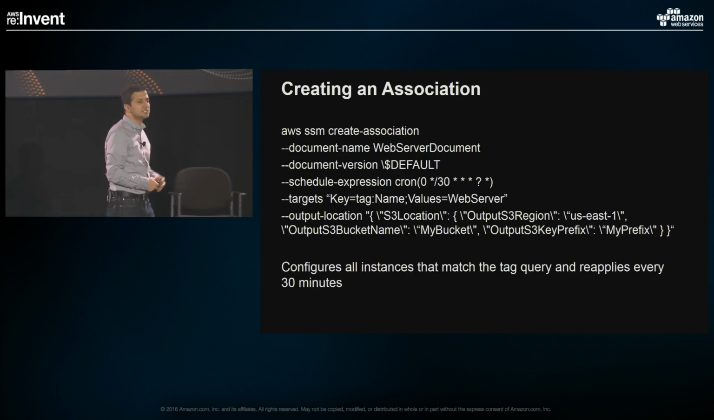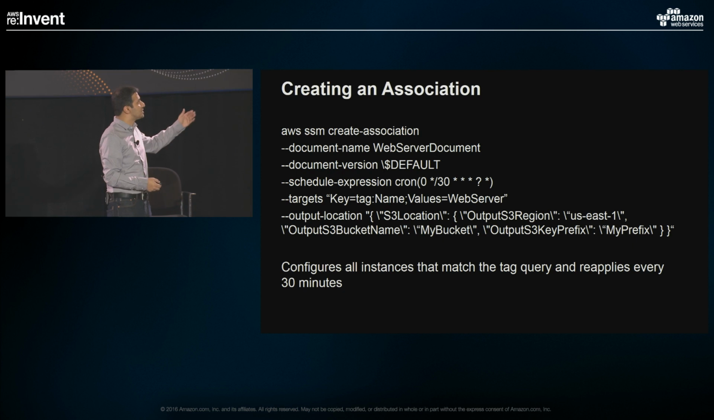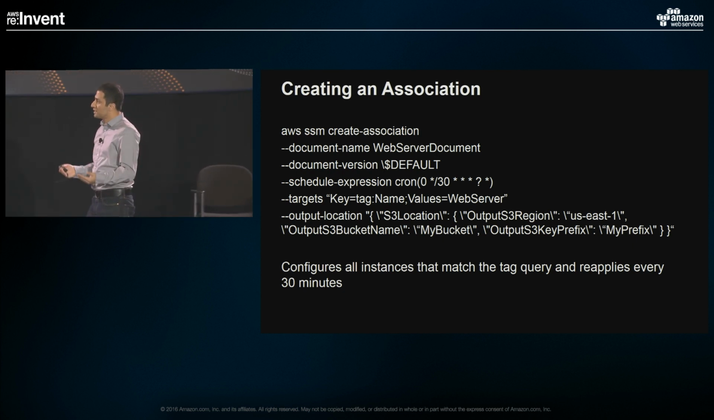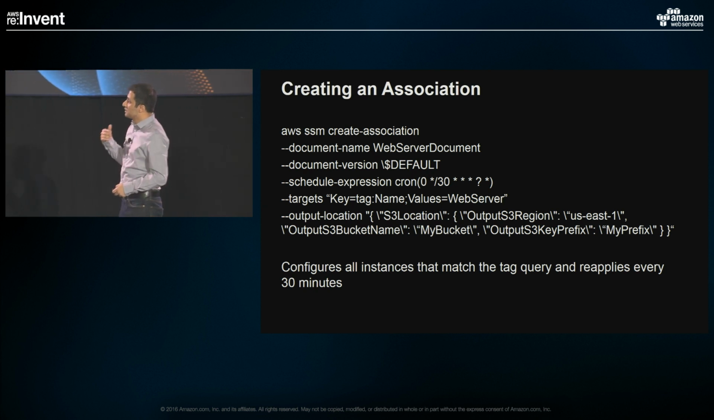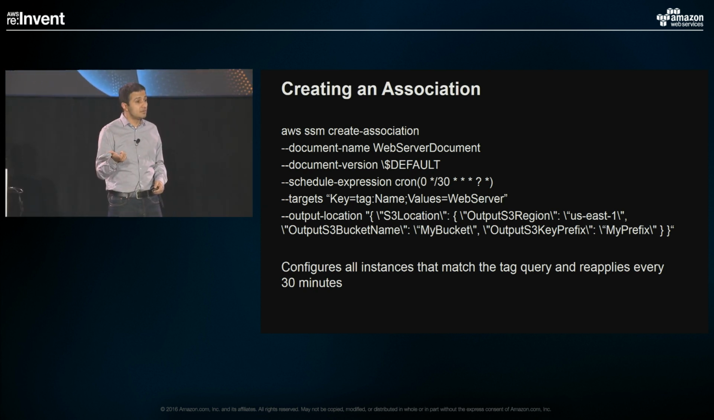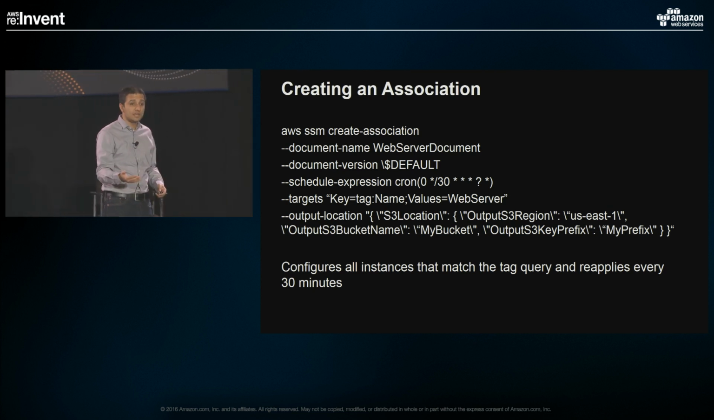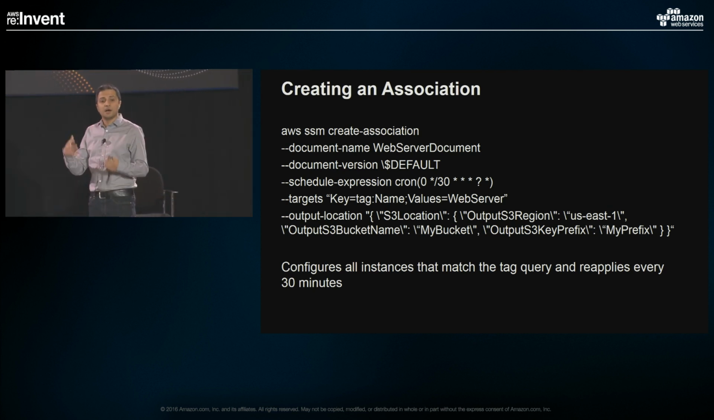Creating an association, you'll see a lot of common concepts here as well. You start out by calling create association. You give a document name, give a target. In this case, I'm giving a tag query, right? Unlike the Run Command example where I was targeting a specific instance, here I'm saying that everything that has a tag key equals name and value equals web server, apply this association to.